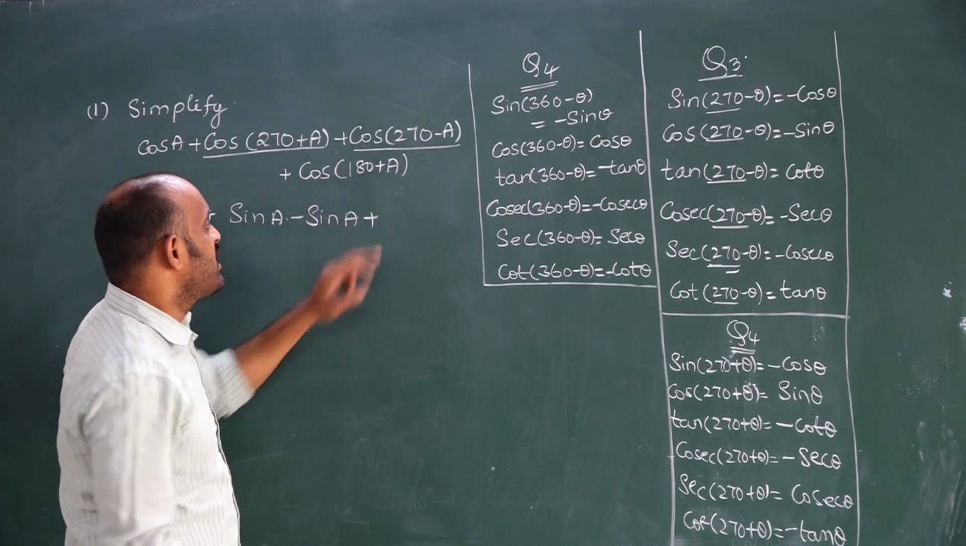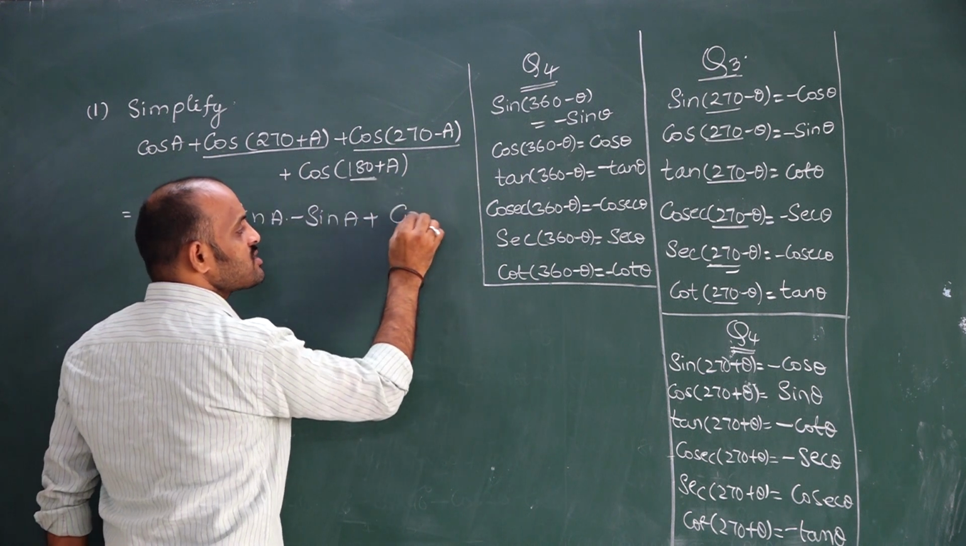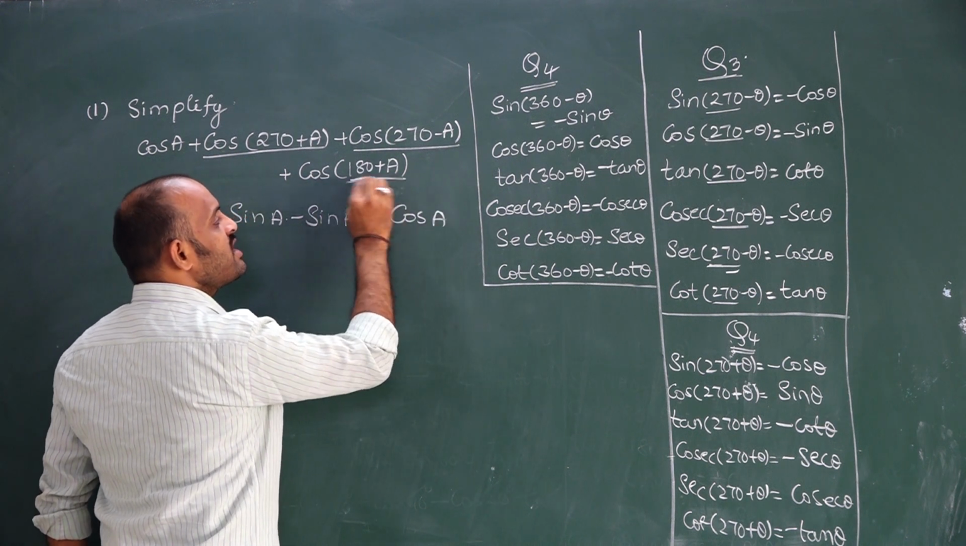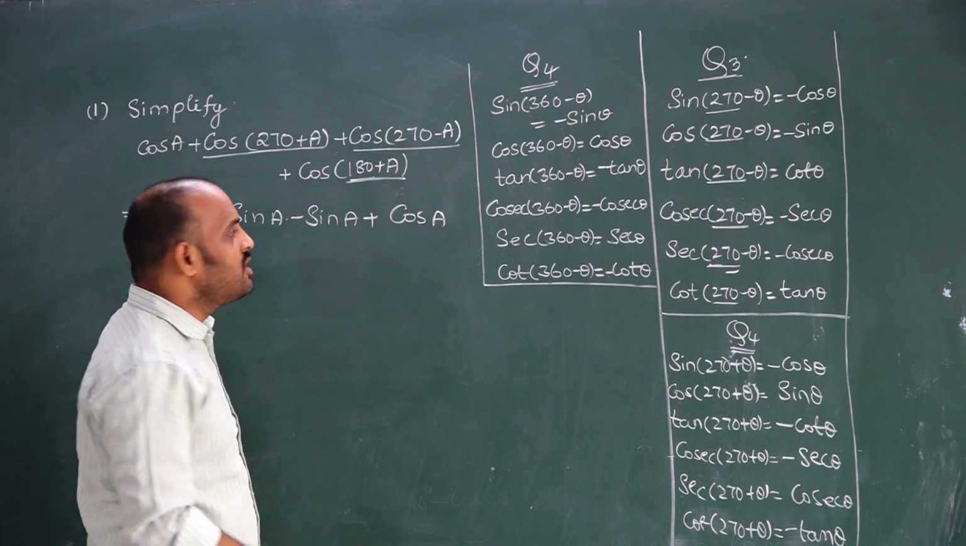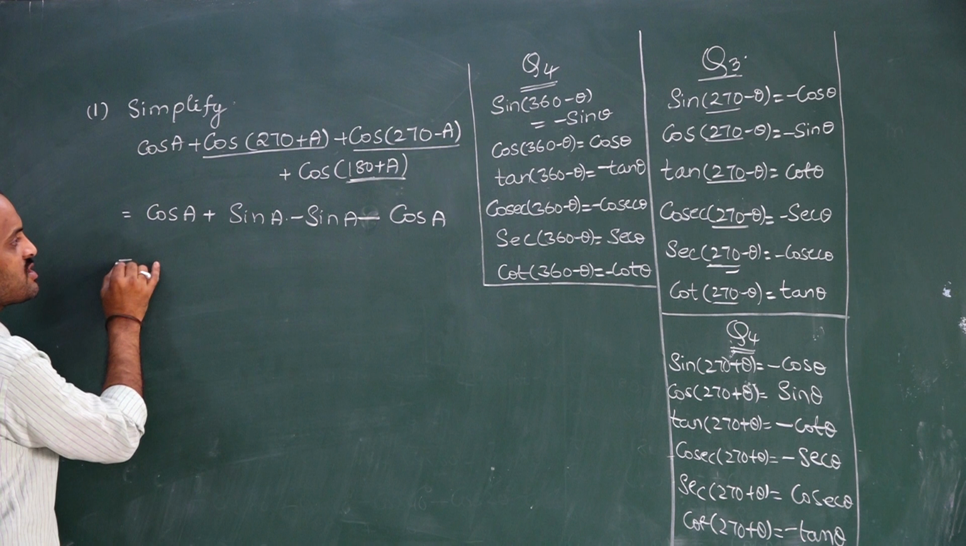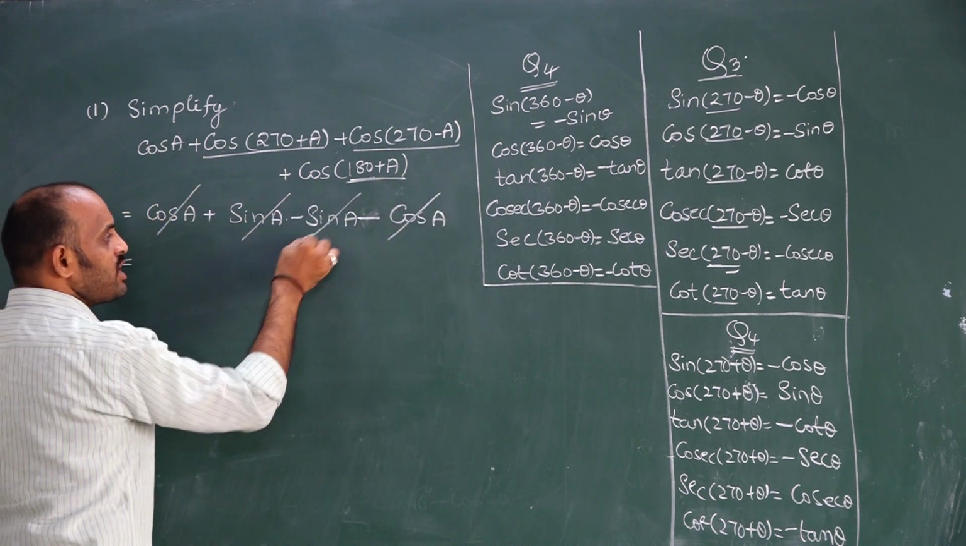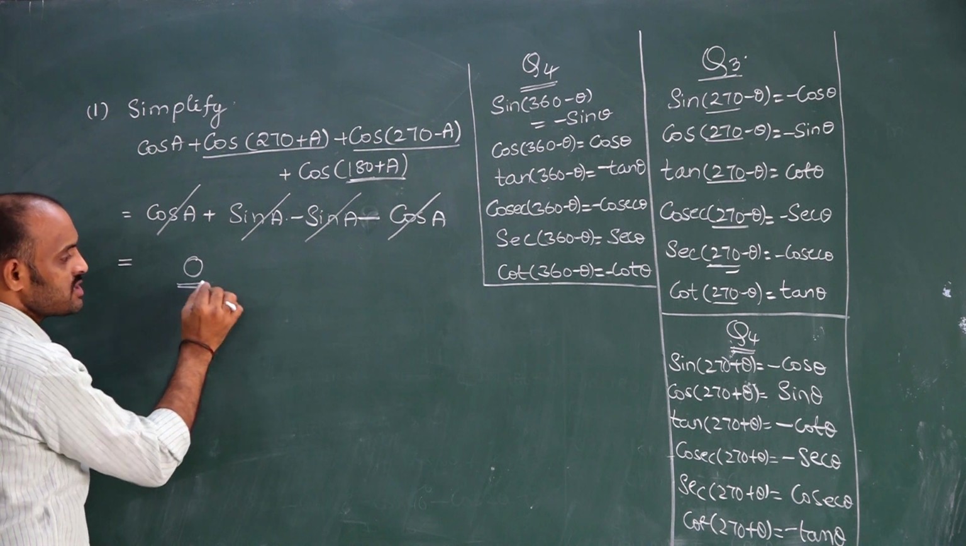Cos of 180 plus A. 180 means even multiples of 90, so cos remains cos. 180 plus A means third quadrant. In the third quadrant, cos is negative, so minus. If you simplify, plus cos A minus cos A, plus sin A minus sin A, gives you 0.